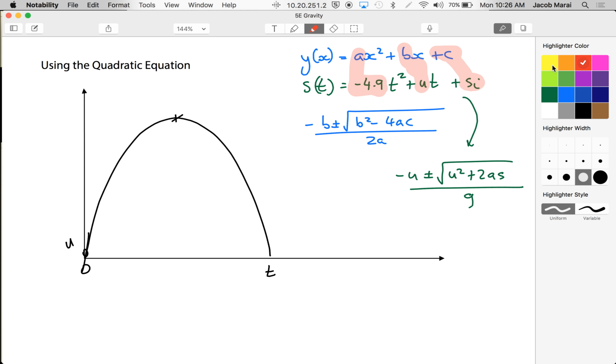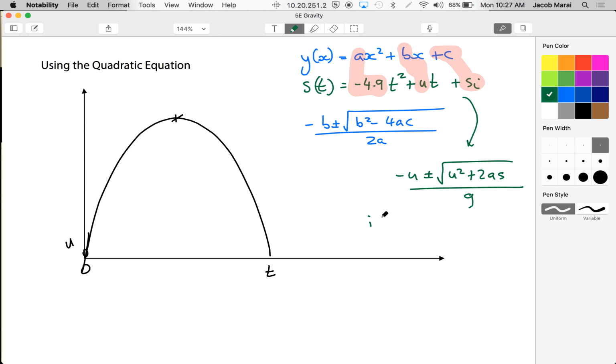Now, if it's on level ground, here's the cool thing. If it's on level ground, that term goes away. That term goes away. Okay? We get something interesting occurring. If we set s to 0, right? Hang on. We get an expression, negative u plus or minus the square root of u squared. What's the square root of u squared? U. All right.